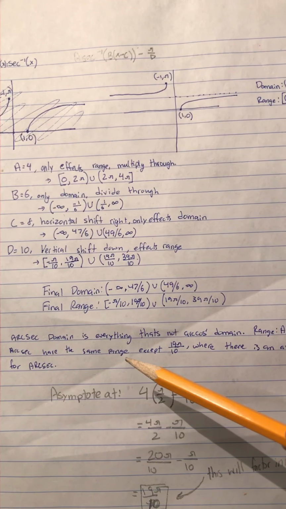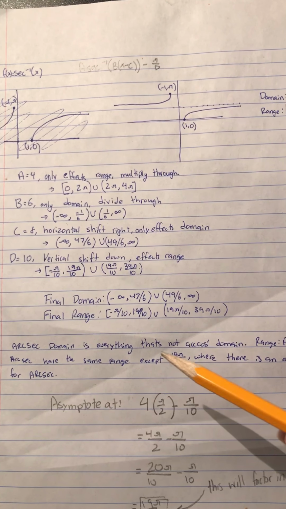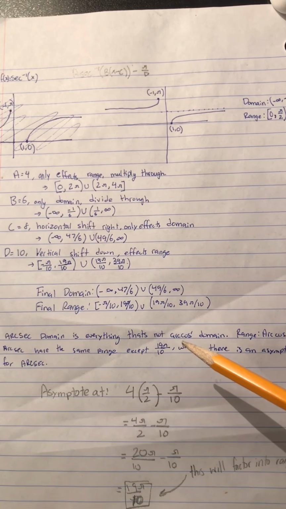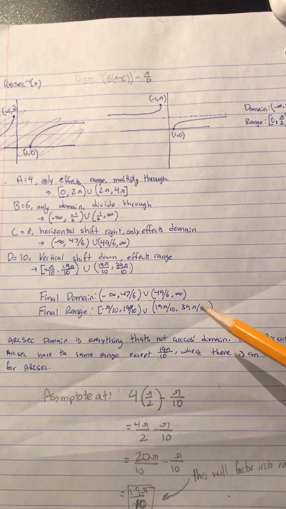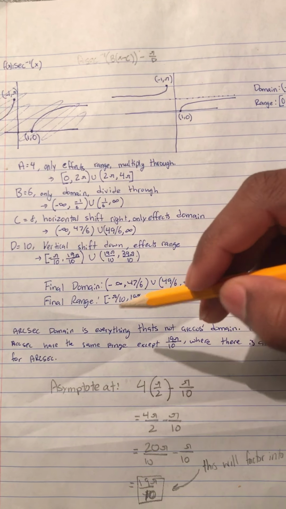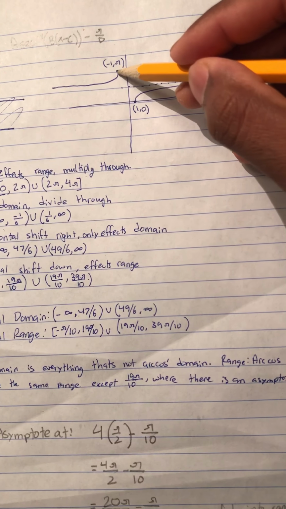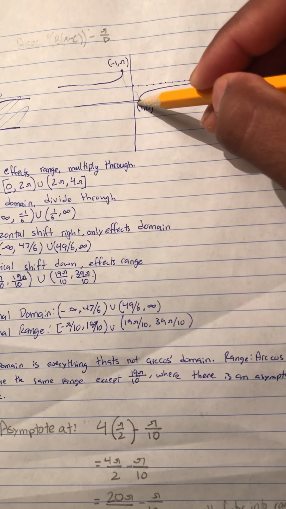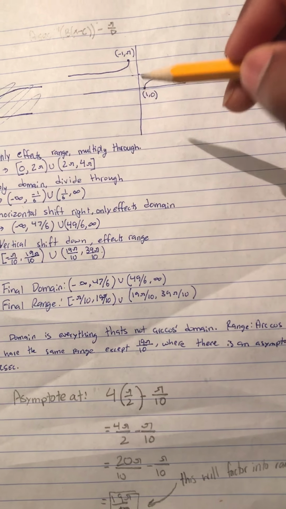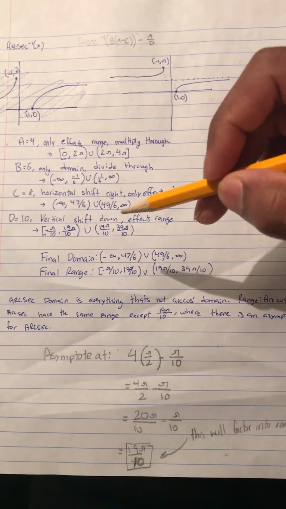So the main difference is that arc secant's domain is everything that isn't arc cosine's domain. So basically, if we had an arc cosine graph, that would be fitting in right here, because it's in between them two. It's in between the other one.